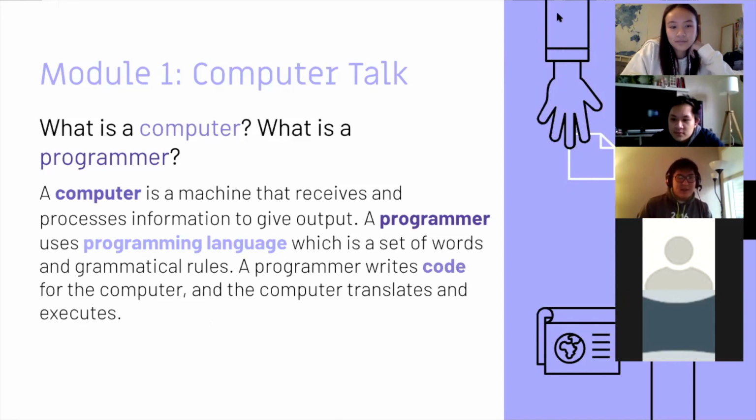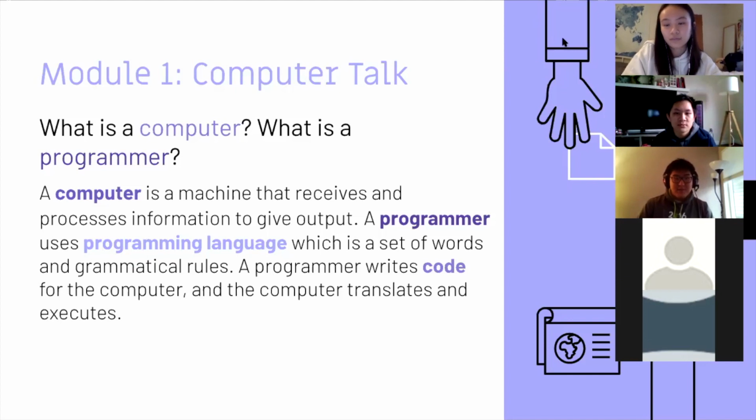A computer is a machine that you type into, and it interprets what you're saying to put out a display or a number or anything, right? A programmer uses a language, which is your instructions, into the computer, and that's how you get your outputs, right?